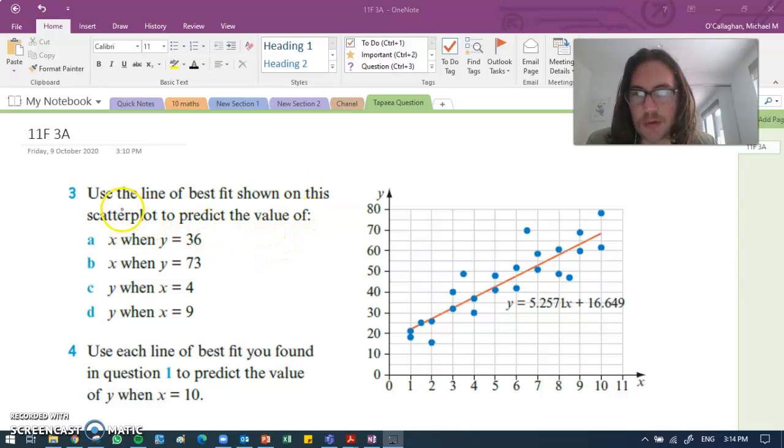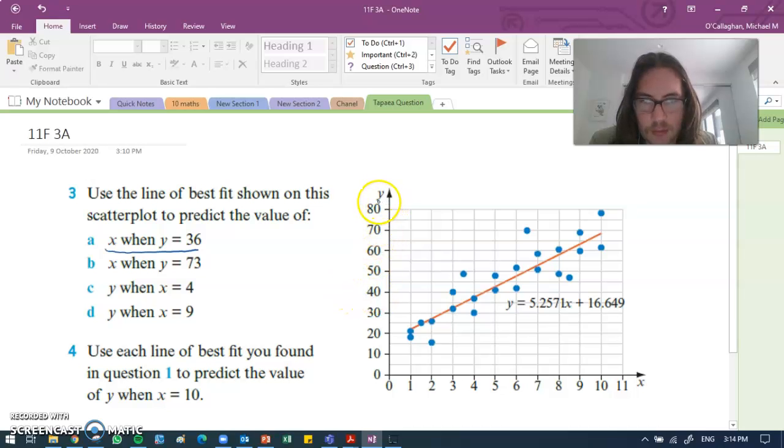So it was 1103A. Use the line of best fit shown on this scatter plot to predict the value of x when y is 36.